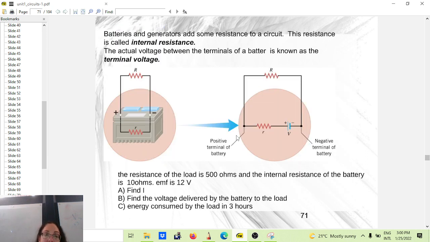Okay, so let's try to do this one. That resistance here is called the internal resistance. So it works the same with the car battery. You know how your car battery loses strength. That means the resistance is increasing inside. So you don't have enough power. You don't have enough voltage to provide for the starter or the plug spark. Okay, so let's try to do this one.